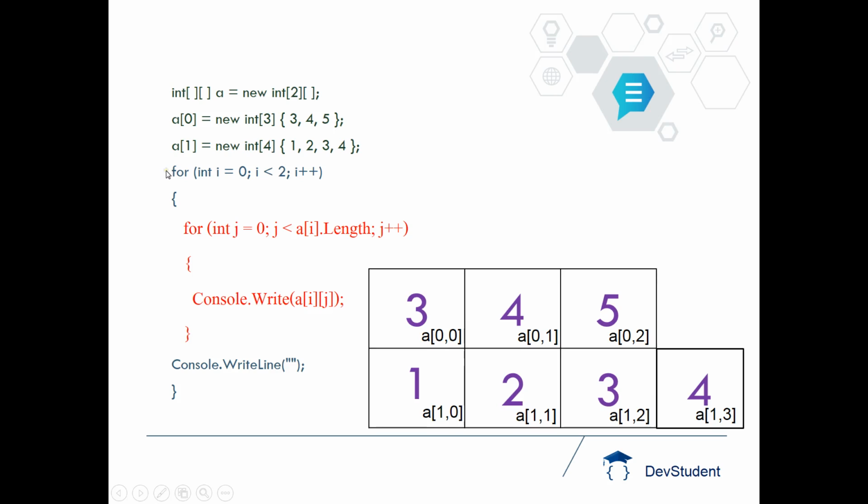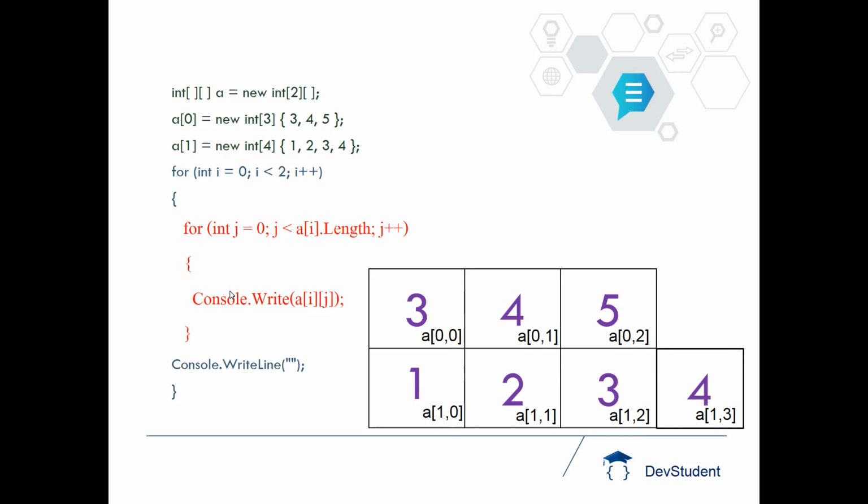After that you have 2 for loops. One is for the number of rows, the second is for the number of columns. We have 2 rows, so i equal to 0, i less than 2. So it's going to be rows 0 and 1 that are occupied, and the i value contains the row number.